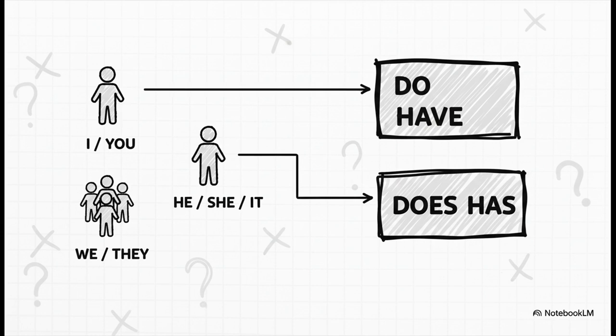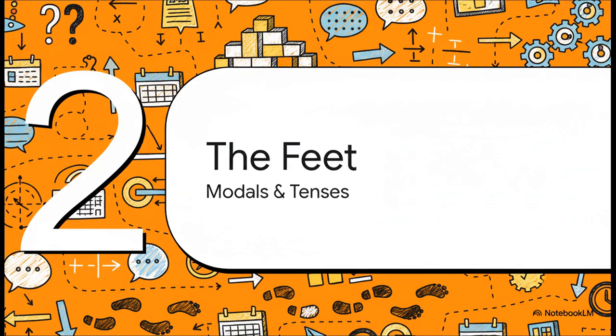It clearly maps out which auxiliary to use for each person. I, you, he, she, it, all of them. No more memorization, just a quick look. It's that easy. All right, let's move on down to the feet of the table. This part handles two really crucial things: modal verbs, which add all those specific shades of meaning, and the compound tenses. This is where English starts to get really expressive and nuanced.